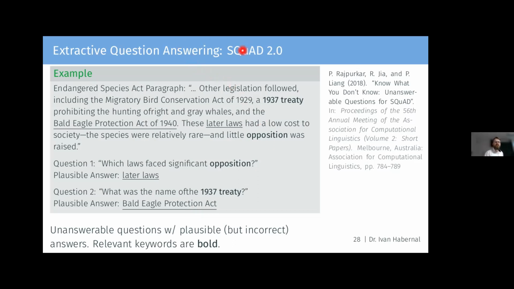Now we're getting to question answering, which is SQuAD. I guess this stands for Stanford Question Answering Dataset, because it was done by people from Stanford. Here's an example. Here's a paragraph: other legislation followed, including the Migratory Bird Conservation Act, the treaty prohibiting the hunting of right and gray whales, and so on, something super boring from Wikipedia. Then the question is, which laws faced significant opposition? You have the paragraph, and you ask questions about it.